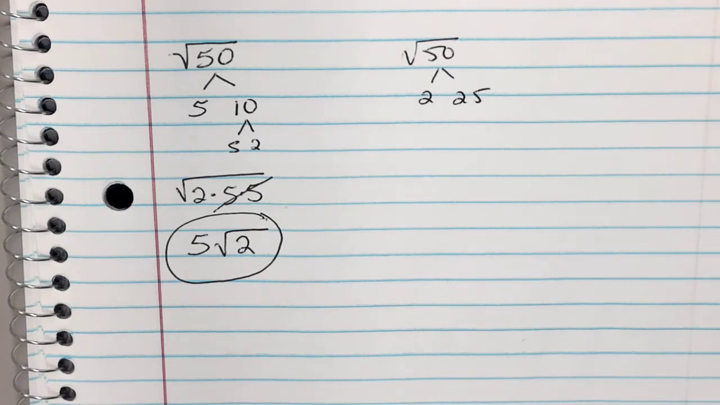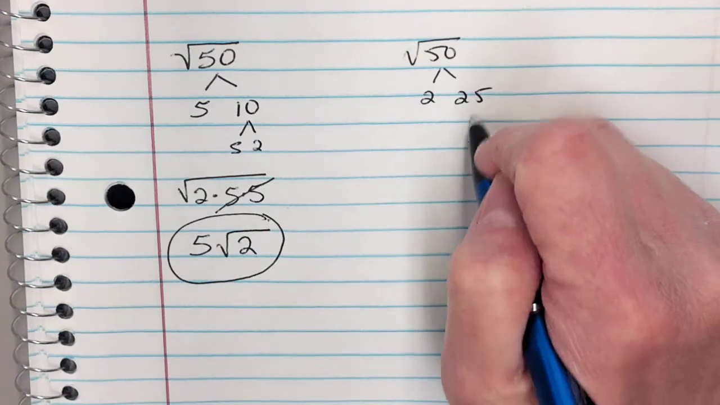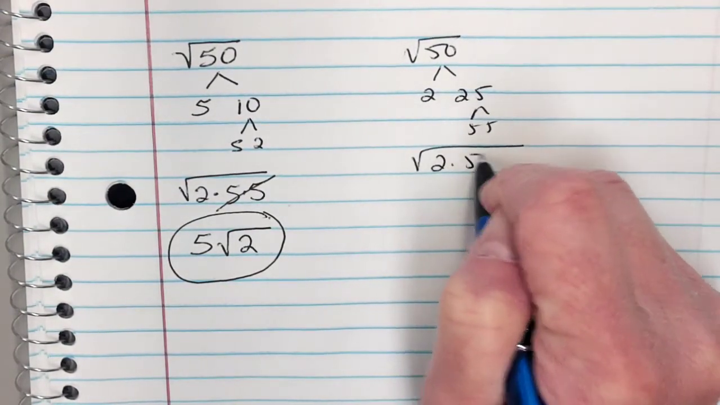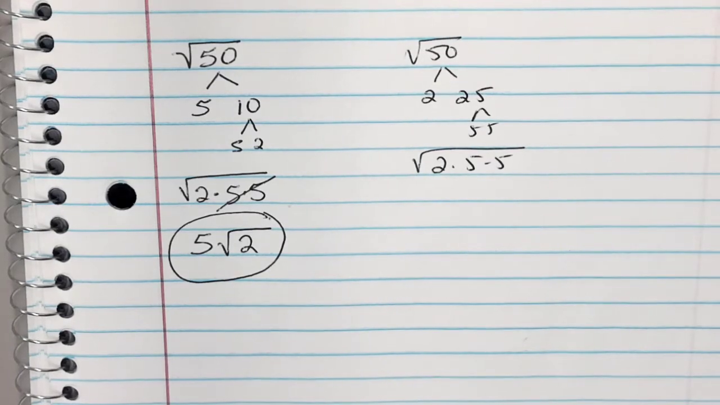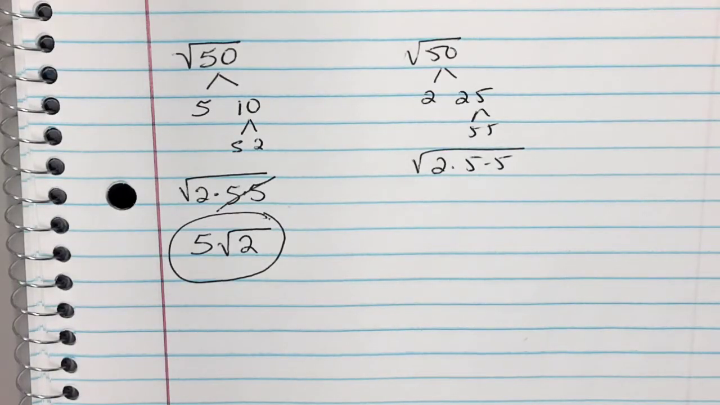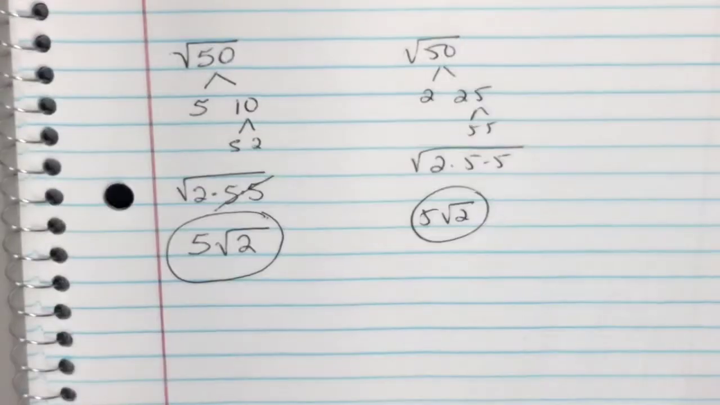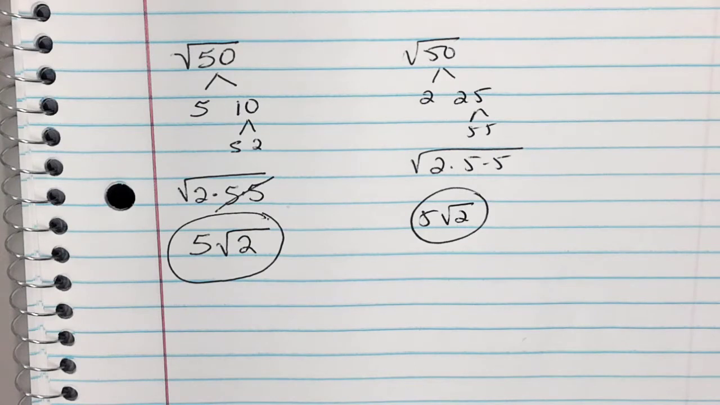Now, if you wrote down the 2 and 25, don't worry. 25 is 5 times 5. We get the exact same thing in the root. We just started a different direction. And so out comes the 5, in stays the 2. It's the same thing either way. So this gives you some choices in how you break this down.